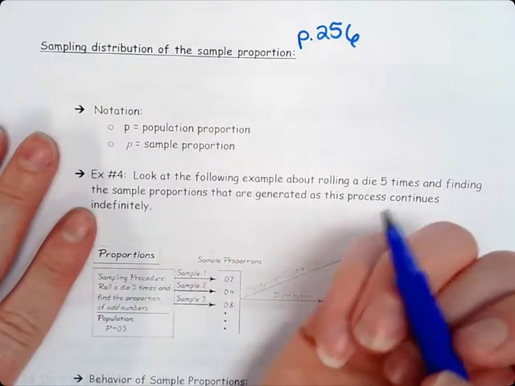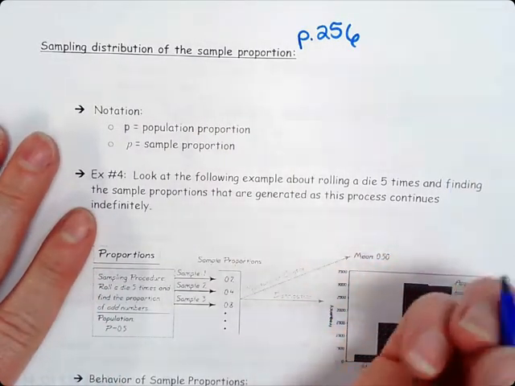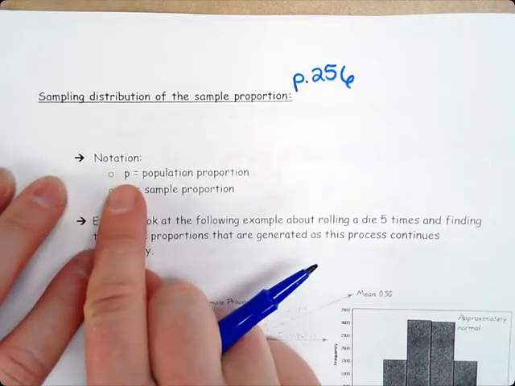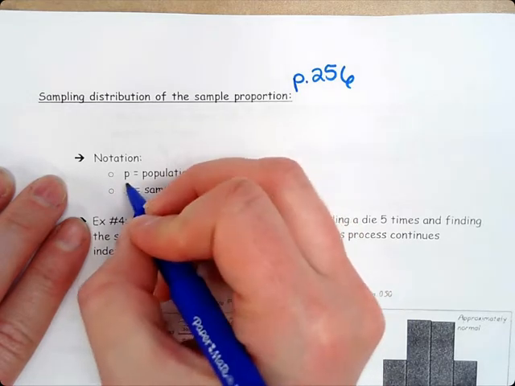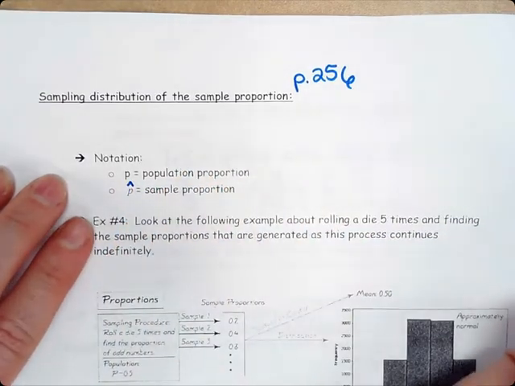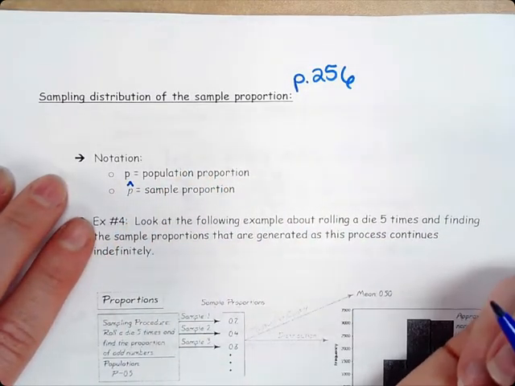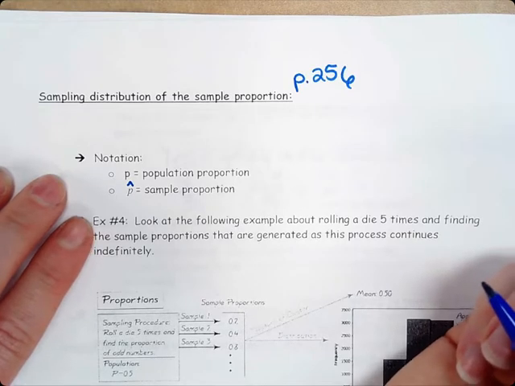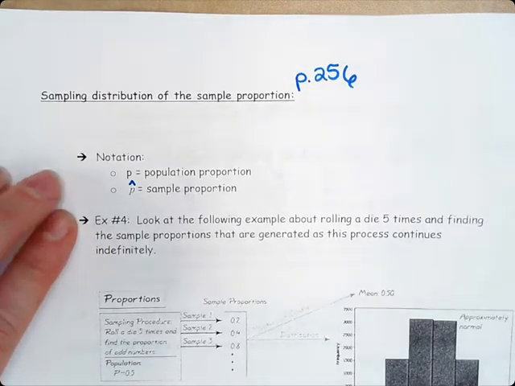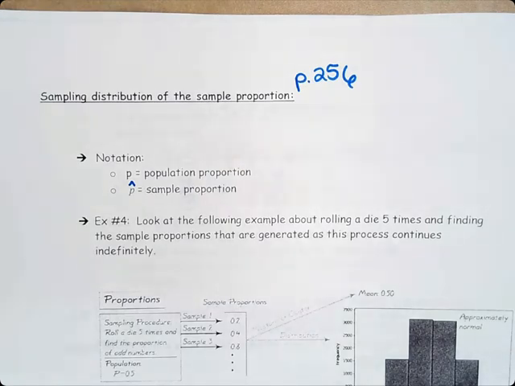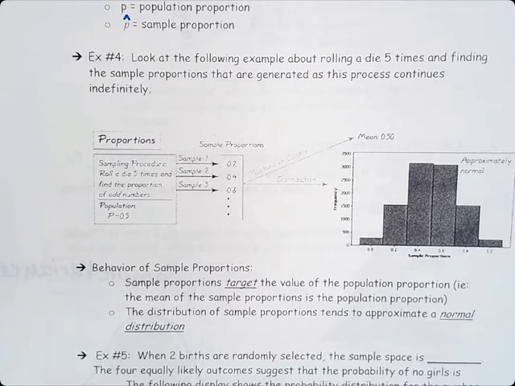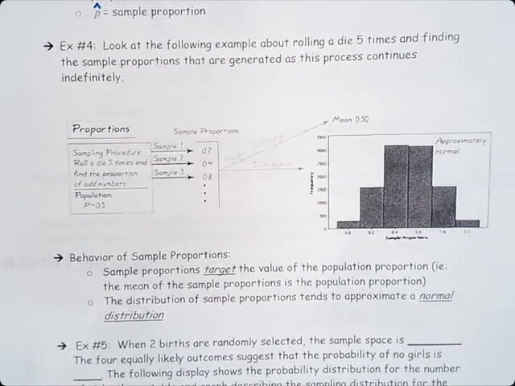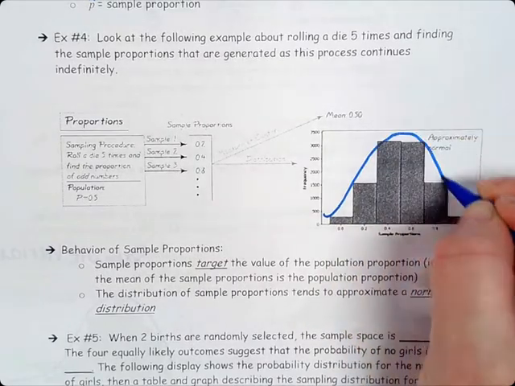Okay, so the distribution of the sample proportions. So here is the notation. We have P as our population proportion, and our P hat, the little hat that's missing on there, is our sample proportion. The same thing with population proportion and sample proportion: they tend to target. The sample proportion targets the population proportion. And then the distribution tends to be normal.